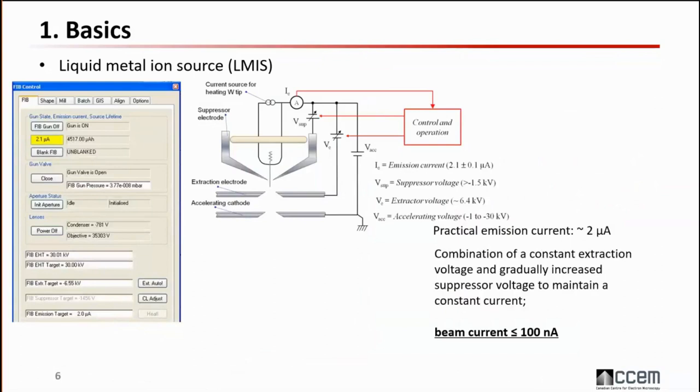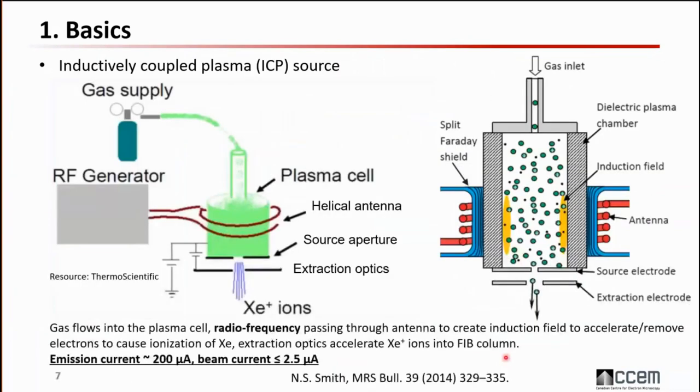So here is a schematic of this source. The suppressor voltage is also applied here to maintain a constant current, the beam current we use in the FIB. So that's why the beam in the gallium is sometimes limited at 100 nanoamperes.